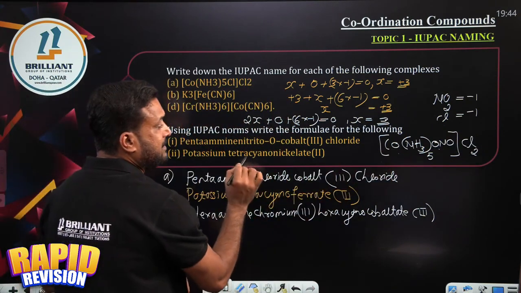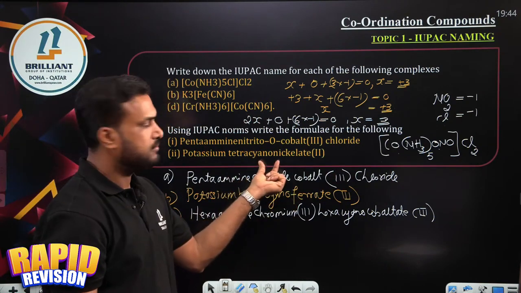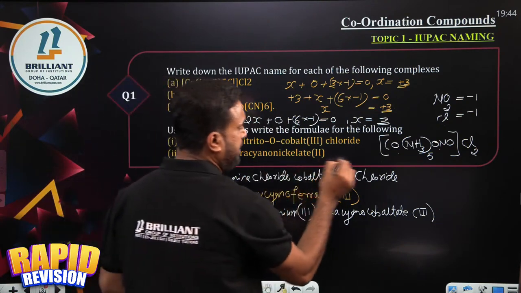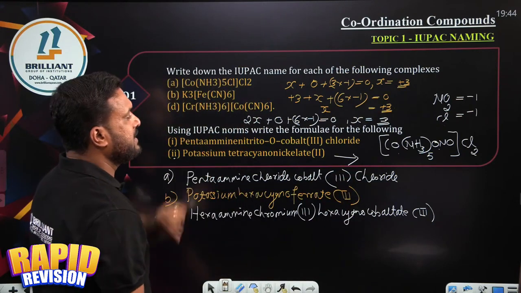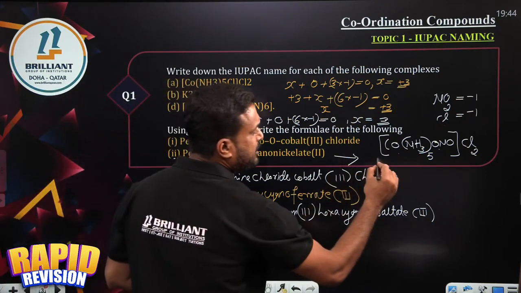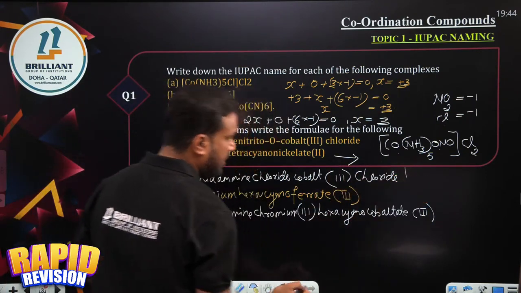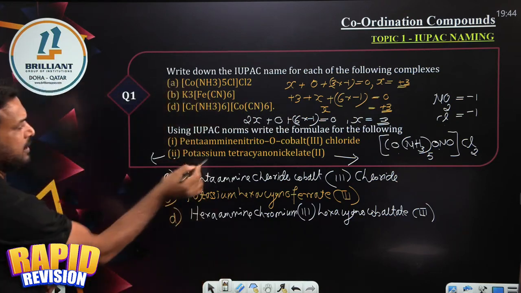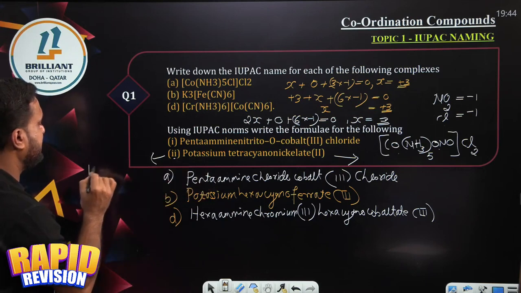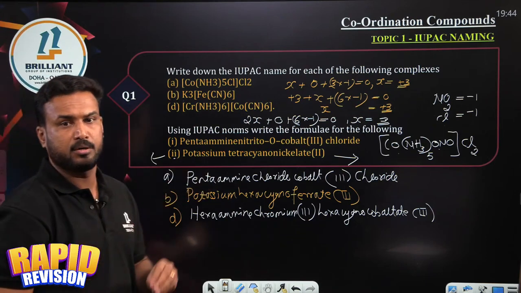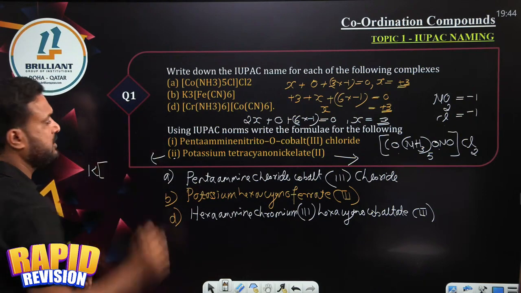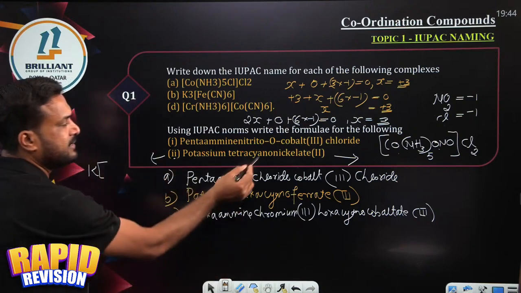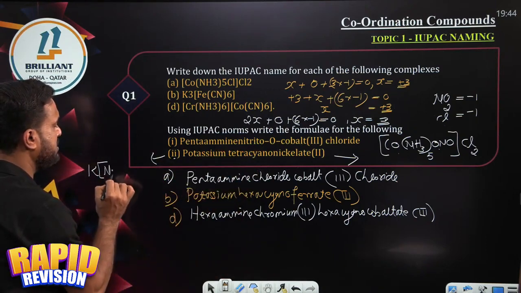Now potassium tetracyano. Okay, so from a board paper. So potassium tetracyano means, wherever they are saying potassium, I'll write it over here. Yes, potassium tetracyano. So you can write K on the left side. Okay, so after that we can start the coordination sphere with the square bracket. Then tetracyanonickelate. Nickelate means Ni.